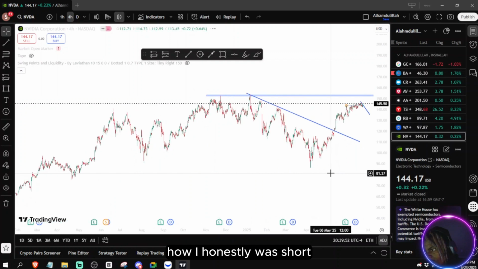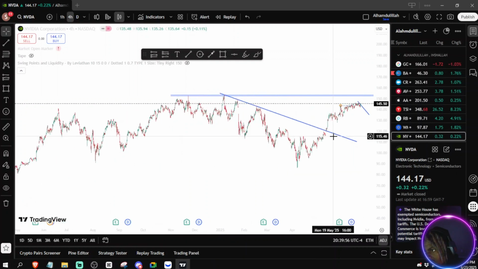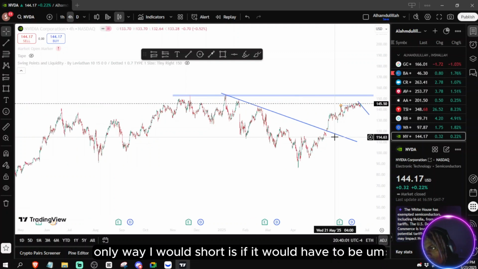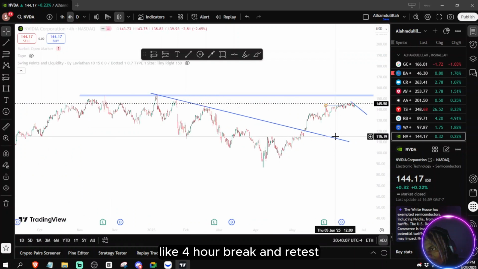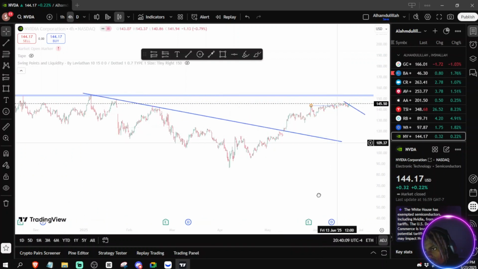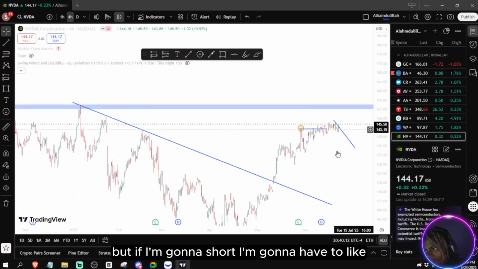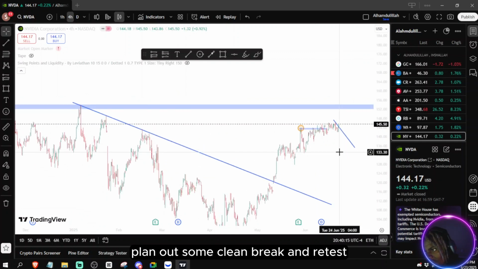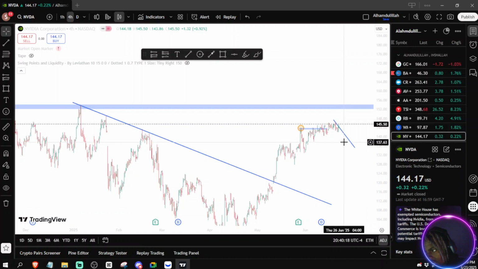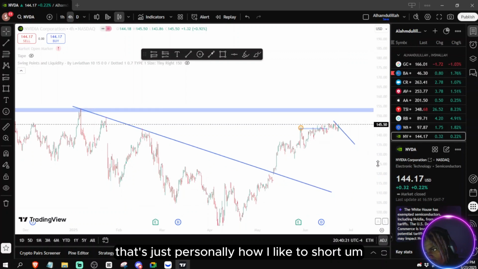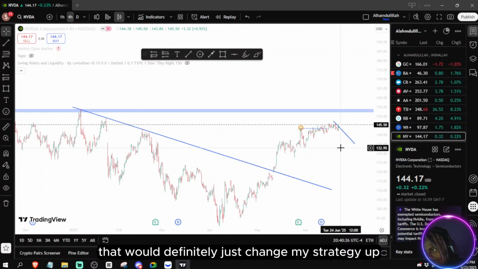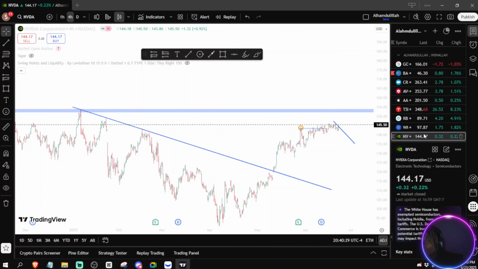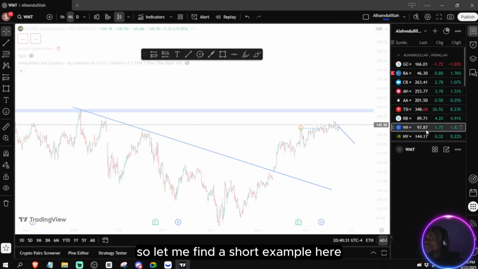How I honestly would short, I think the only way I would short is if it would have to be like a 4 hour break and retest. Because I like to long using the trend line strategy, but if I'm going to short, I'm going to have to plan out some clean break and retest. That's just personally how I like to short. I don't like the trend line short, and shorting I would definitely change my strategy up a little bit differently. So let me find a short example here.